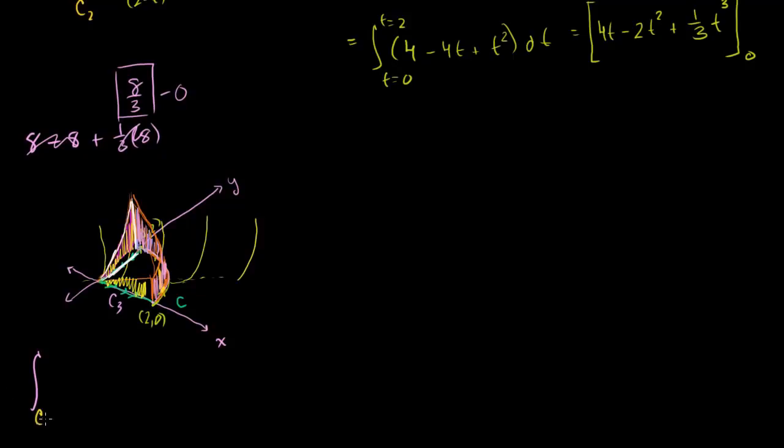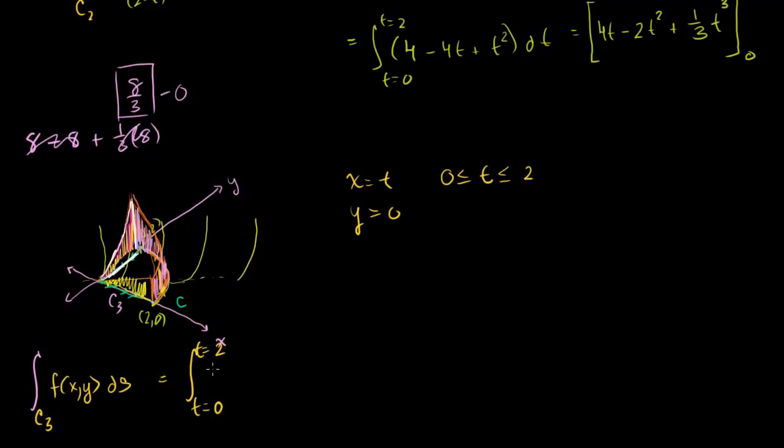So this is C. We're going to go along contour C3 of f of x y ds, which is the same thing as, let's do a parameterization. Along this curve, if we just say x is equal to t, very straightforward, for t greater than or equal to 0 and less than or equal to 2. And then this whole time that we're along the x-axis, y is going to be equal to 0. That's a pretty straightforward parameterization. So this is going to be equal to the integral from t equals 0 to t equals 2 of f of x y, which I'll write in terms of x and y, x plus y squared, times ds.